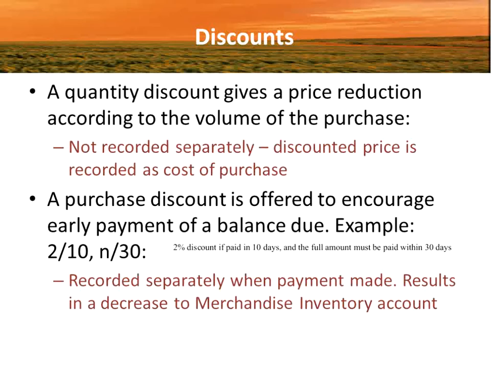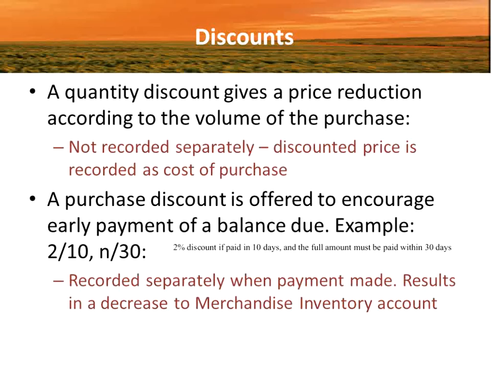So if we receive terms 2, 10, net 30, it basically says it's giving us an incentive to pay off our account a little earlier, to provide the cash to our suppliers earlier. So if we pay the amount within 10 days, we get a 2% discount on the price. Otherwise, everything should be paid within 30 days.